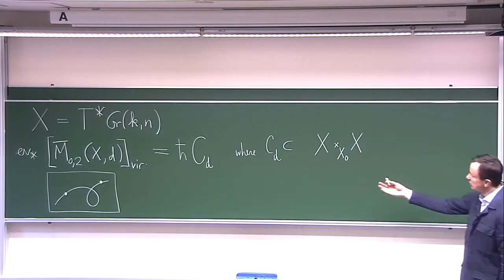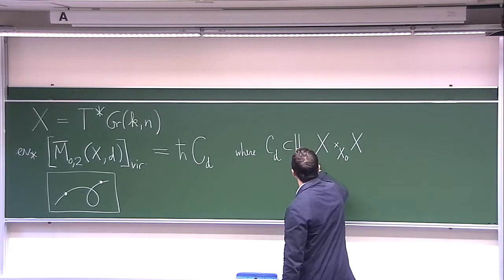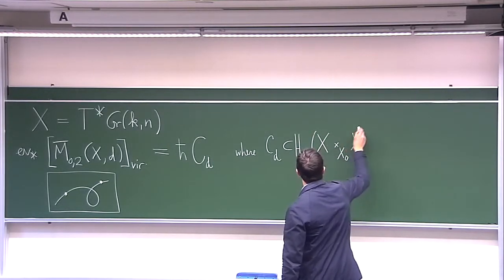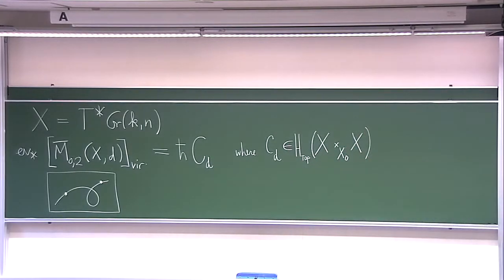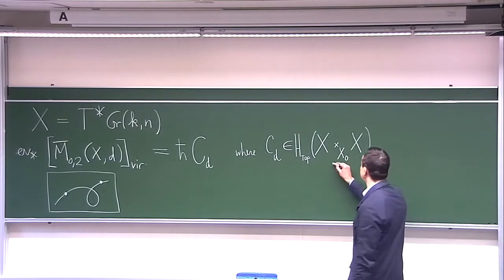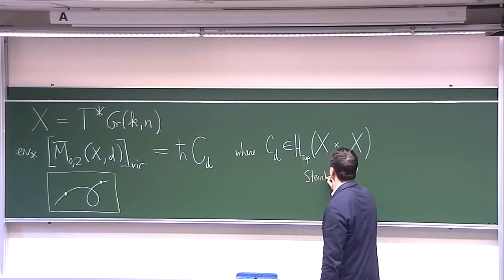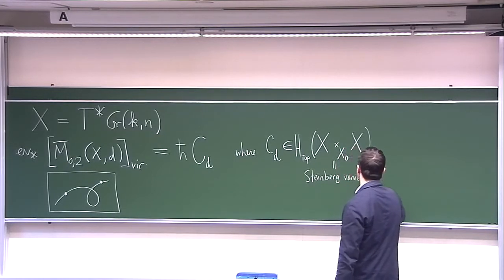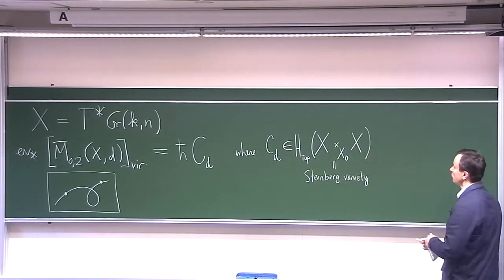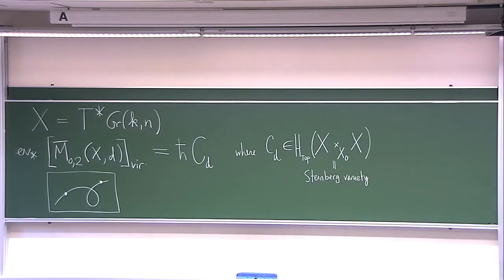But in fact, its dimension is exactly the dimension of this. So it's in the top homology group of this. And this is a union. So this might be called a Steinberg variety. I use Steinberg variety as a generic term for varieties like this, although I think the original Steinberg variety is probably just for the T star of the flag variety.